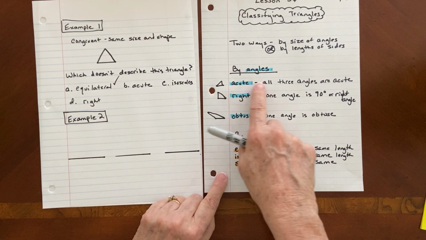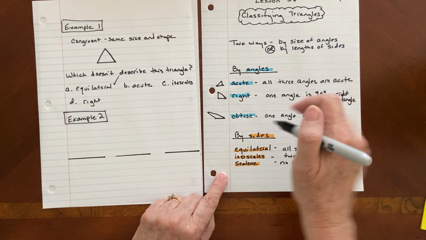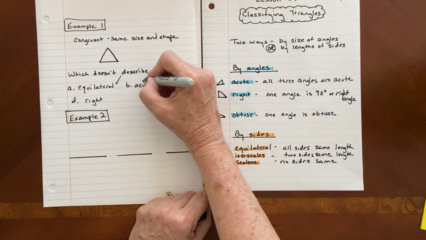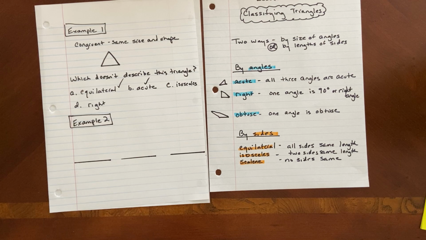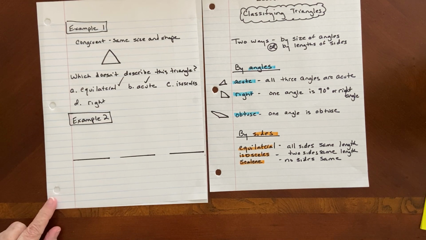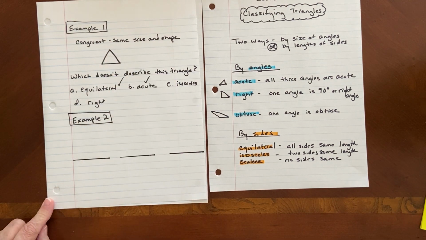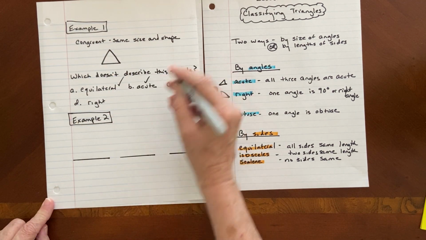Acute, so all three angles are acute. Less than 90, less than 90, less than 90, so that one works. Isosceles, at least two sides are the same. So are three sides the same? That tells me two sides are the same, right?